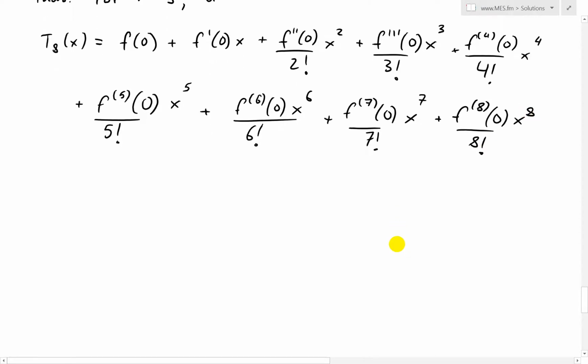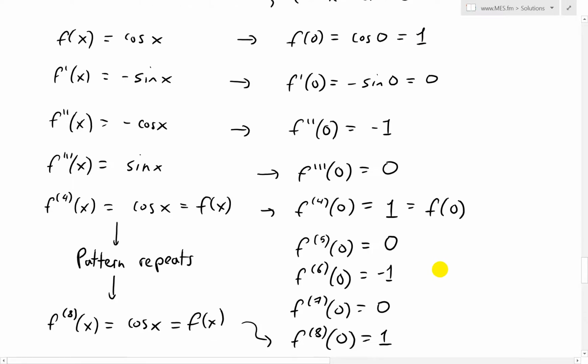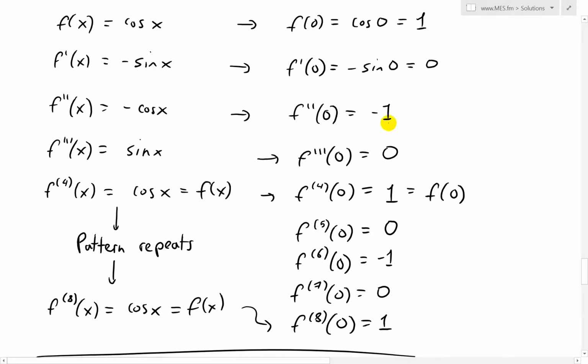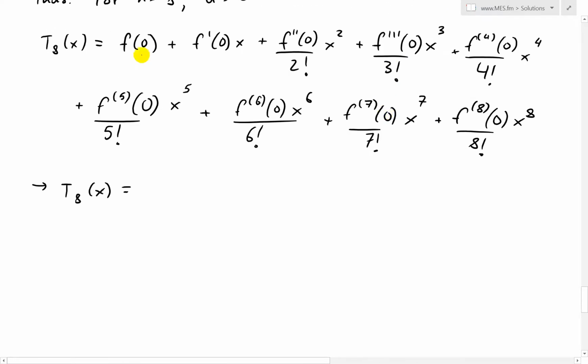And now we can start plugging in our values. So T8 of x equals... let's just scroll up. So f of 0 is equal to 1. So we have 1, 0, negative 1, 0, 1, 0, negative 1, 0, 1. So notice the pattern. f of 0 is just 1. Then we have 0, so the whole thing vanishes. Then this one here is going to be negative 1, so we have negative 1 over 2 factorial x squared.